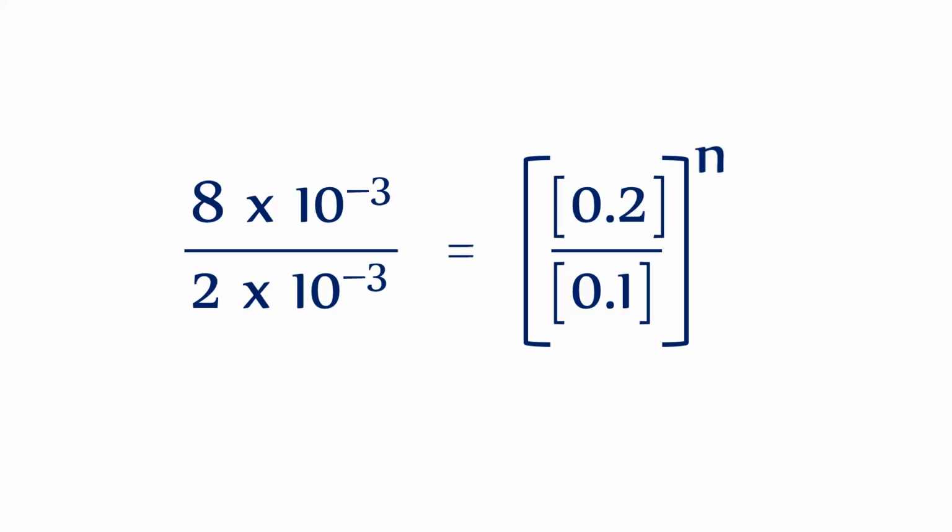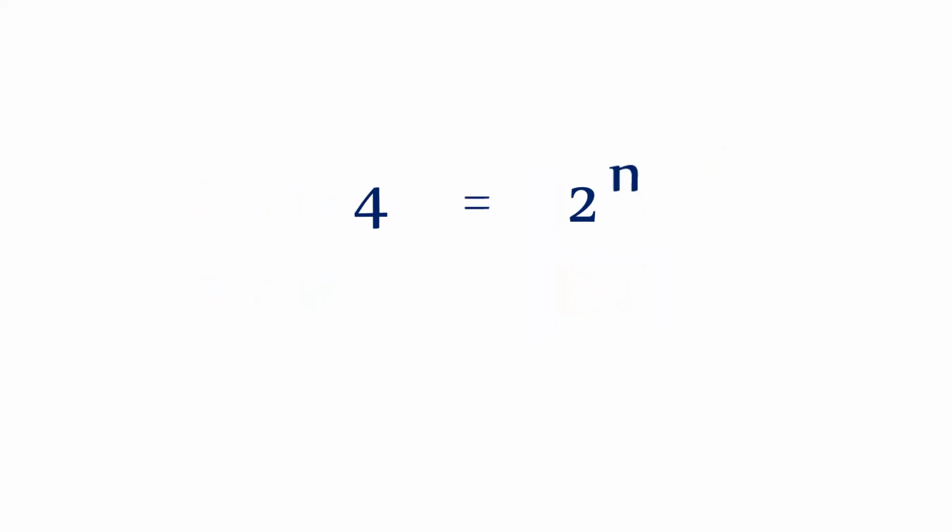Well, the 8 over the 2, that's going to give us a 4. The by 10 to the minus 3s are going to cancel out. So the rate comparison gives us 4. The concentration comparison gives us 2, because it's 0.2 over 0.1. But remember, that was raised to the power of N. So we have 4 equals 2 to the power of N. What does N equal? Well, N equals 2, because 2 squared equals 4. So we've found now that the order with respect to reactant B is 2.